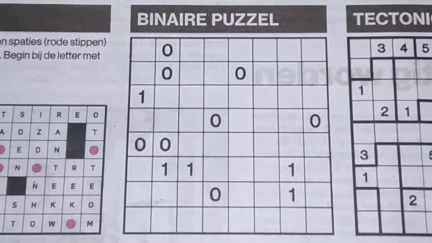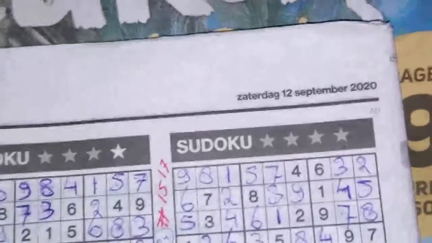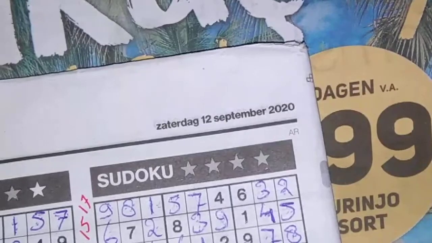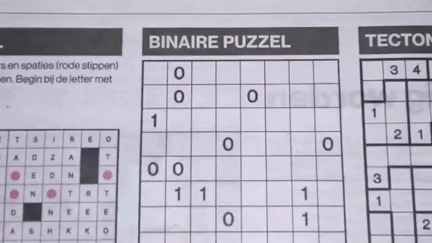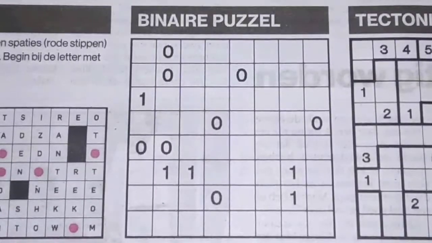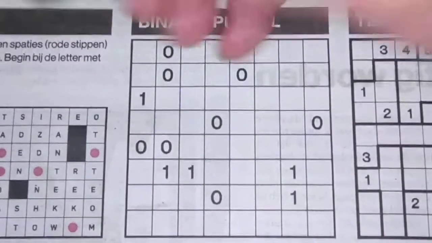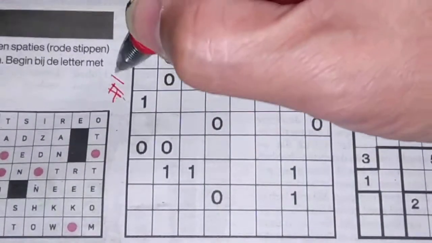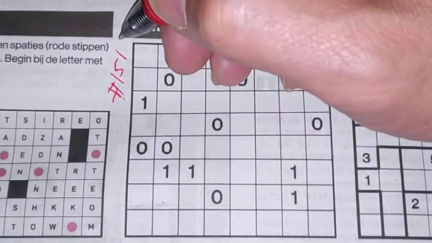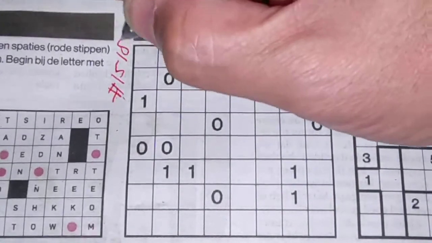In this edition of today's newspaper on Saturday, September the 12th, 2020, the fifth one is a binary puzzle. And this will be number 1518. Wow.